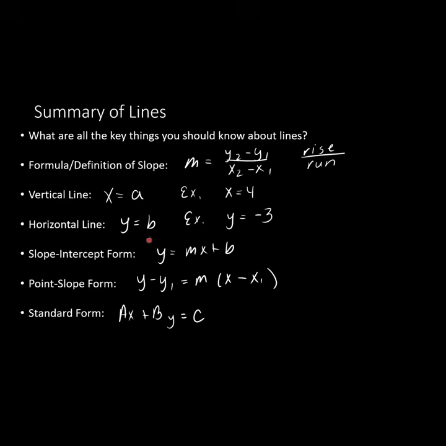If you are well fluent in your lines, you should be able to move back and forth between these three forms, at least within reason, and you should be able to write the equation of a line given the slope and a point, or given 2 points where you could find the slope. If you can do those things, then you are fluent in what you need to know for your key information about lines.